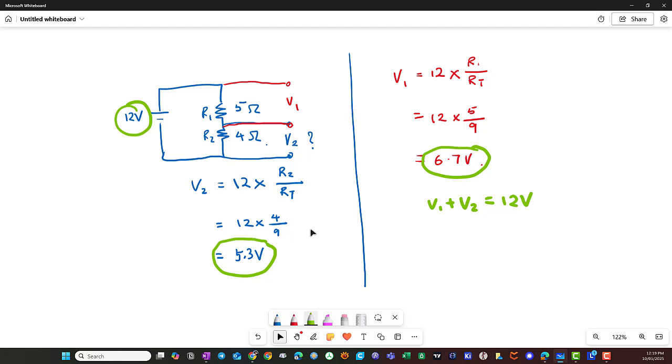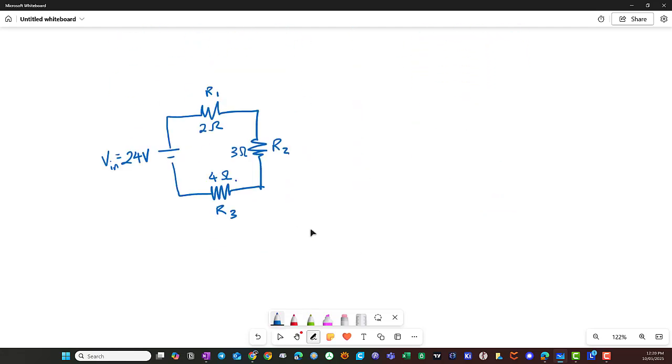Okay, let's try one final example. Now we want to find the voltage across R2. How do we find the voltage across R2? If I take the part resistance, which is R2, 3 ohms, and divide it by the total resistance of R1, R2, and R3, then multiply by the voltage input, I'm going to get V2, because the voltage is proportionally distributed across the resistance.